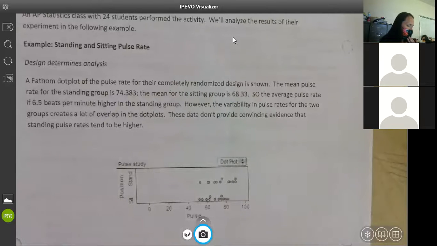However, the variability in pulse rates for the two groups creates a lot of overlap in the dot plots. These data don't provide convincing evidence that standing pulse rates tend to be higher. So what they thought was if you're standing up, your heart's going to beat faster than if you're sitting down, okay? When we pretty much know you have to actually be active to make it happen. Stop. So everybody got it? All right. Flip it over. I didn't think we were going to get done, but we did good.